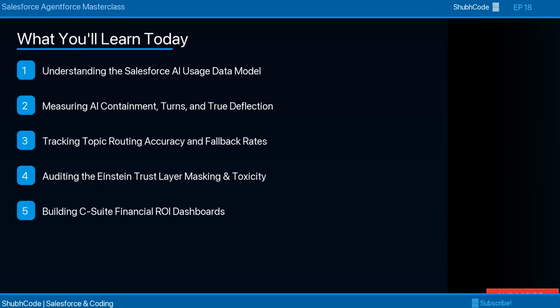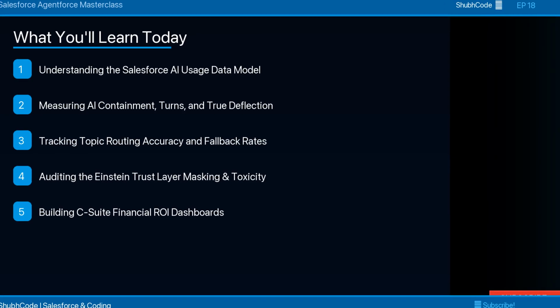Here's what we're covering today. Understanding the Salesforce AI usage data model, then, measuring AI containment, turns, and true deflection, then, tracking topic routing accuracy and fallback rates, then, auditing the Einstein trust layer masking and toxicity, then, building C-suite financial ROI dashboards. Stay for the last one, it's the piece most tutorials miss.